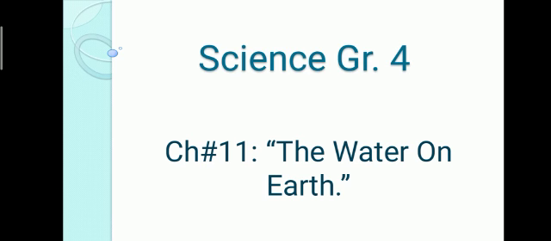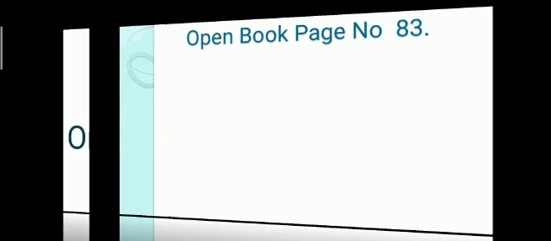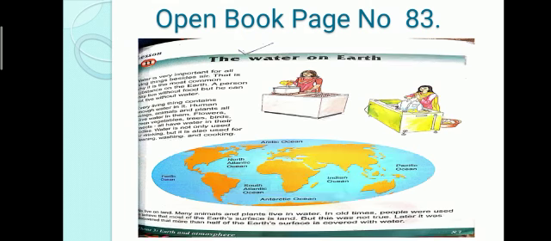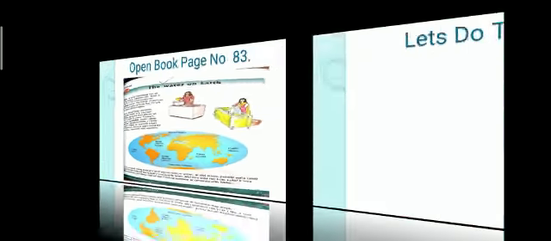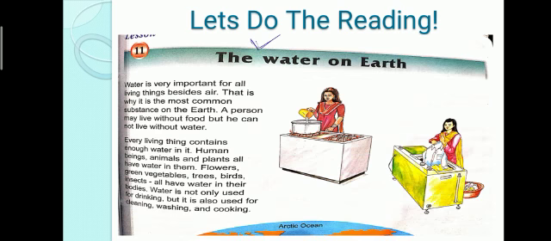So grade 4, first of all you have to open your book, page number 83. This is how the page looks. First of all, on the top you have to write down the short date, and then you have to do the reading of this chapter. So let's do the reading first of all. Chapter number 11, Water on Earth.